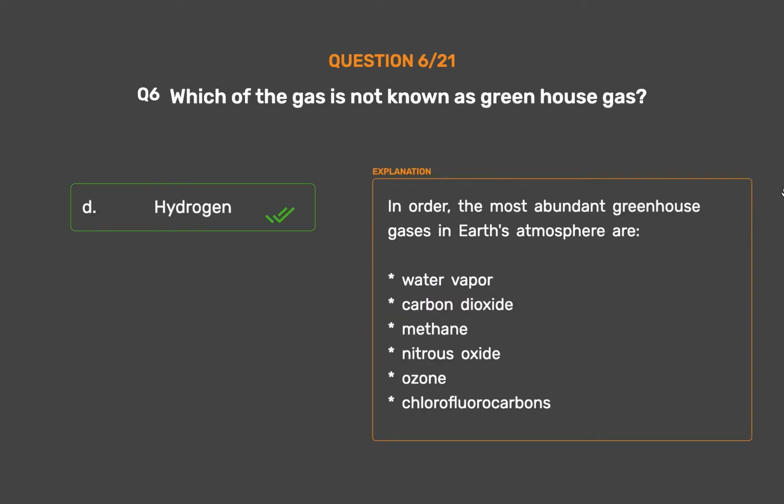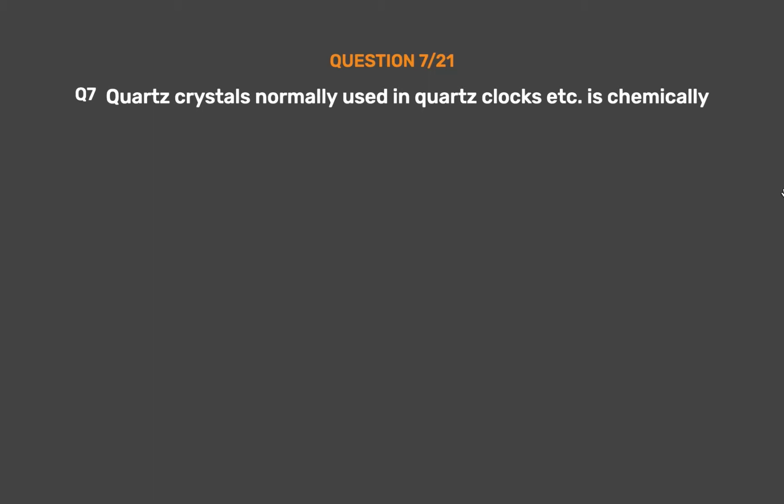Hydrogen. In order, the most abundant greenhouse gases in Earth's atmosphere are water vapor, carbon dioxide, methane, nitrous oxide, ozone, chlorofluorocarbons.